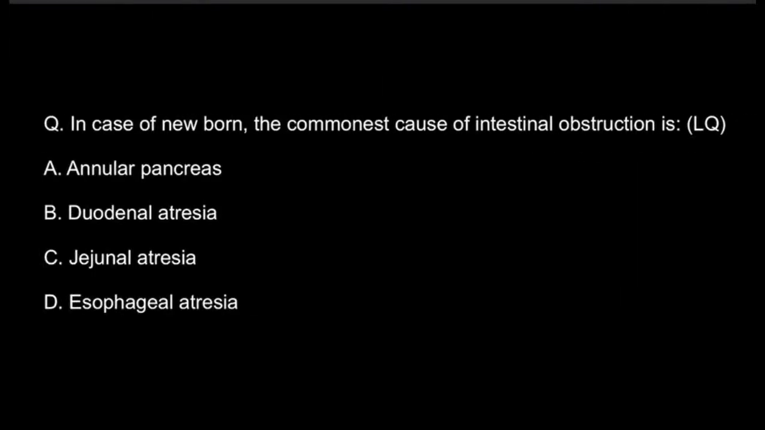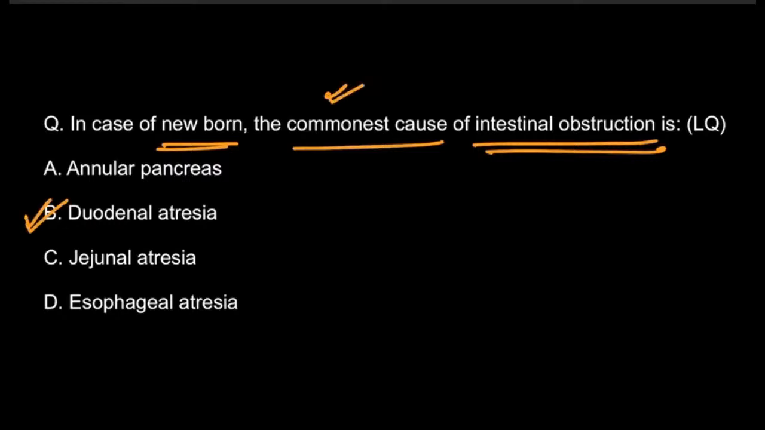Right, moving on. In case of a newborn, what is the commonest cause of an intestinal obstruction? Is it annular pancreas, duodenal atresia, jejunal atresia, or esophageal atresia? It's pretty simple, guys, it is duodenal atresia. The commonest cause of an intestinal obstruction in a newborn is duodenal atresia. Annular pancreas is also one of the important causes of intestinal obstruction in the newborn.